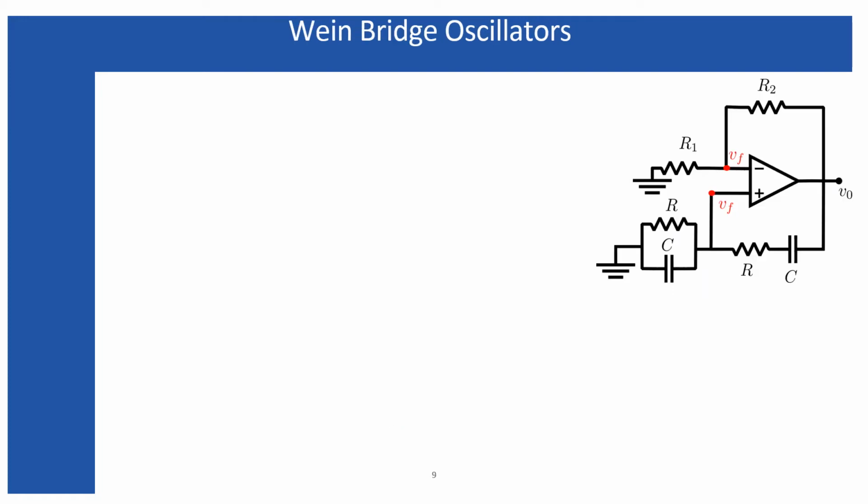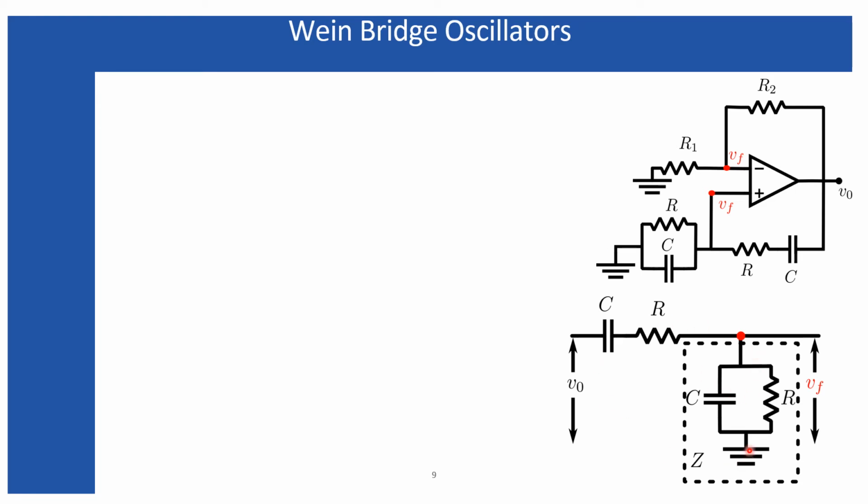Next is the Wien-Bridge oscillator, and this is the circuit diagram of the Wien-Bridge oscillator, where I have used this operational amplifier, and this R2 and R1 resistance is forming the negative feedback, where this series RC and this parallel RC pair are forming the positive feedback. And this circuit just represents the feedback network, where this V0 is appearing at one terminal of this series RC, and this VF, which is the feedback voltage, is appearing at the positive terminal of the operational amplifier, and which is coming from this terminal.